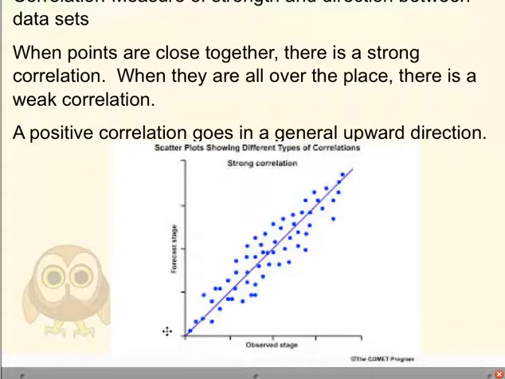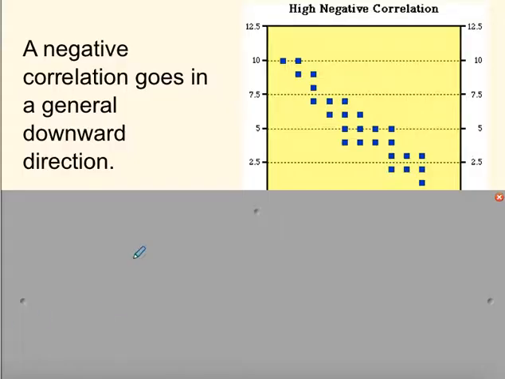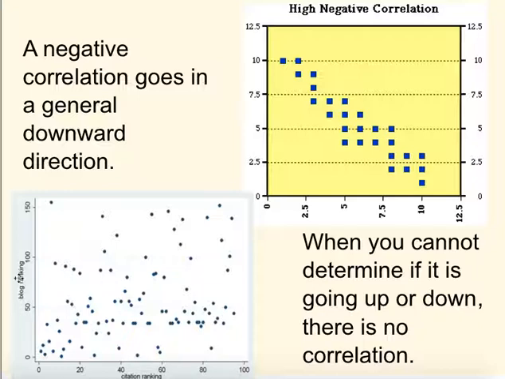So, for example, this is a strong positive correlation because it has a positive slope and the points are relatively close together. Whereas something like this one would be a negative strong correlation. And this one would be no correlation because it's not going up, it's not going down, it's just all over the place. So there's no true theme we can get from it.